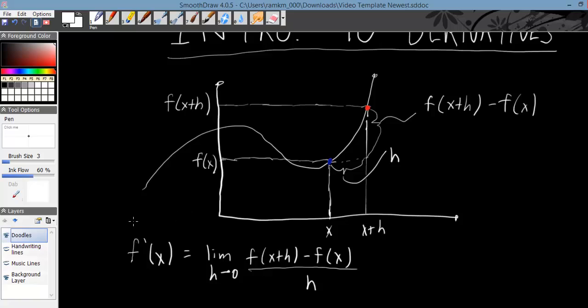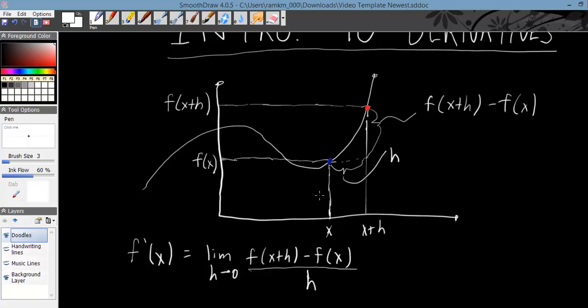So the derivative of f of x, denoted f prime of x, is the limit as h approaches 0 of f of x plus h minus f of x over h. You'll notice it is a limit of a quotient, and in the numerator we have a difference, f of x plus h minus f of x, and in the denominator we also have a difference. H is basically x plus h minus x.